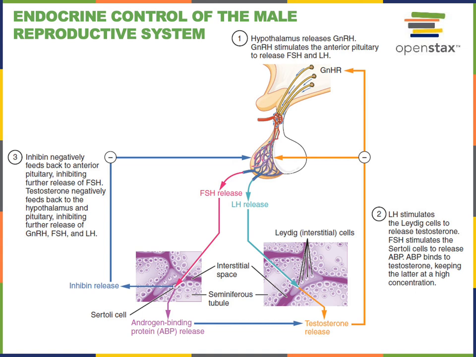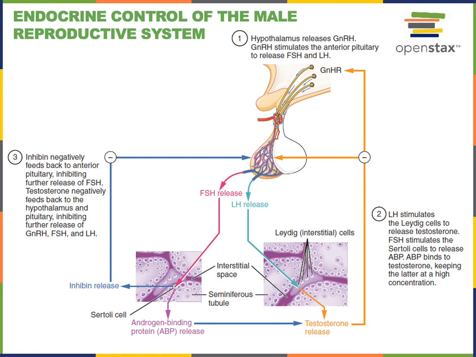Now, follicle stimulating hormone produced by the anterior pituitary will bind to the receptors on the Sertoli cells in the seminiferous tubules. Then the Sertoli cells will respond by producing androgen binding protein and a hormone called inhibin. Androgen binding protein functions to bind to testosterone inside of the seminiferous tubule, helping to increase the local concentration of testosterone, helping to promote the process of spermatogenesis.